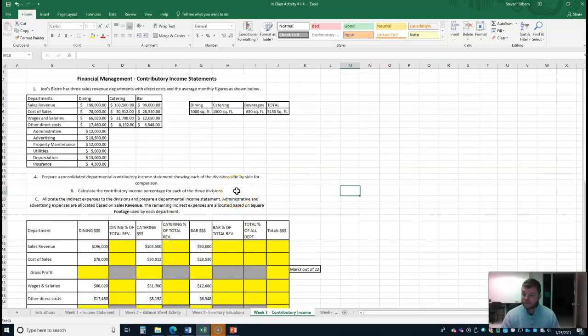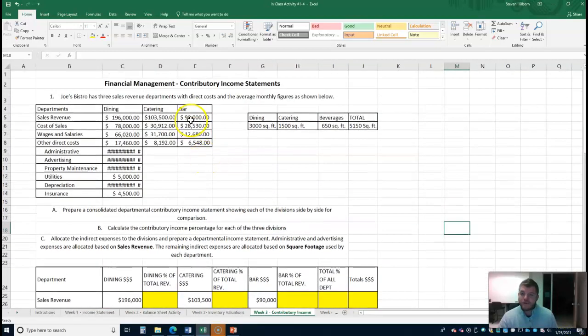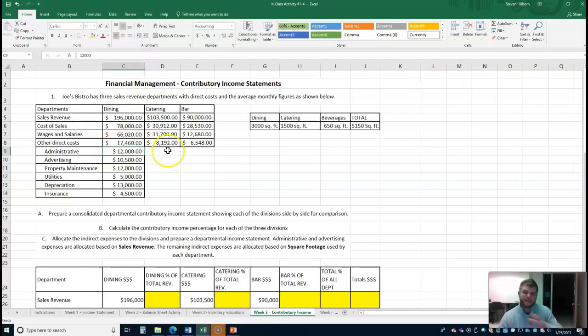Okay, so I think we're still recording. Yes, great. So here we're looking at financial management contributory income statements. They have 3 departments, which are shown right here. And the expectation of you is that you will determine the contributory income as well as the average monthly figures. If this happens, so I zoomed in and this happens, that just means that there's not enough space to show a number. So I'll just click on this cell and it'll move over for me.